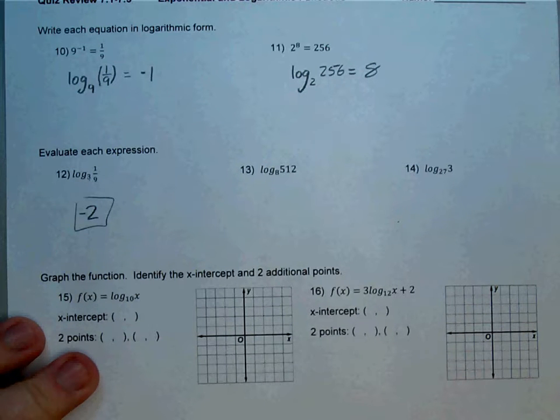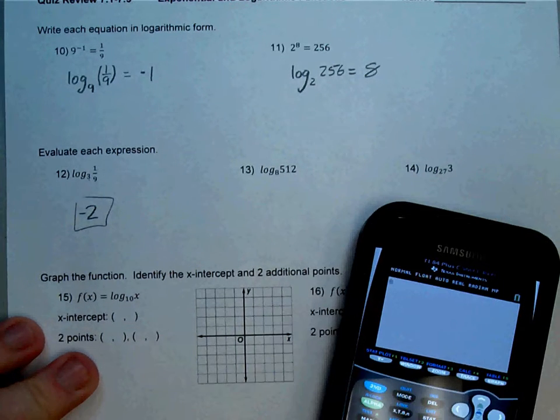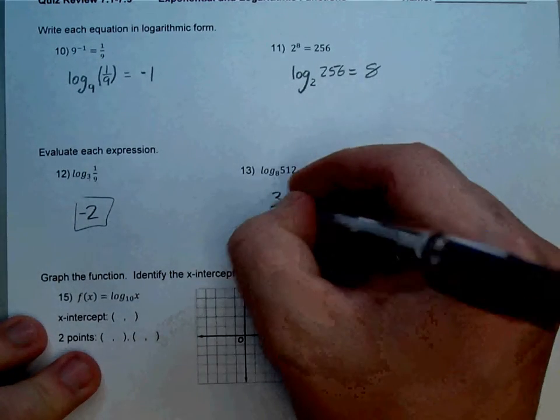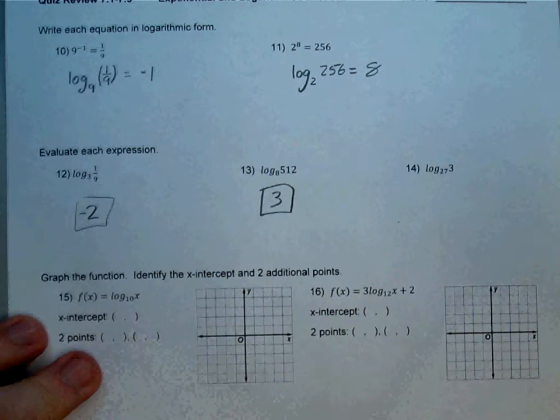8 to what power is 512? Well, honestly, we can pull out the calculator if we're not sure. I already know 8 squared is 64, so that's not going to be it, but we can try it and see. Oh, no, that's 64. Let's try 8 to the 3rd, so we can just start trying things. Oh, we got it. 8 to the 3rd is 512, so the answer is 3.